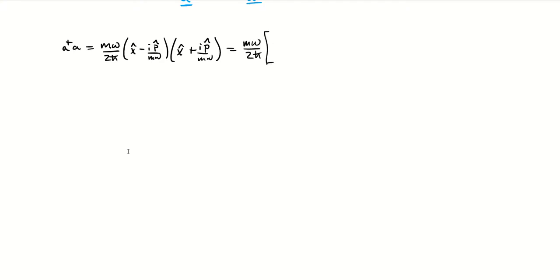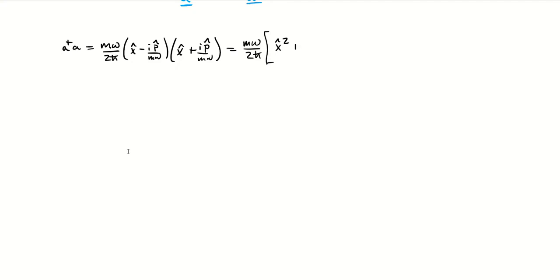So how do we get rid of those cross terms, right? Well, let's look at what we get. Let's say we have A dagger times A. That's going to be equal to m omega over 2 h bar times x hat minus i p over m omega times x hat plus i p over m omega, right? And when we carry out that expansion really quickly, we get kind of what we were hoping for.